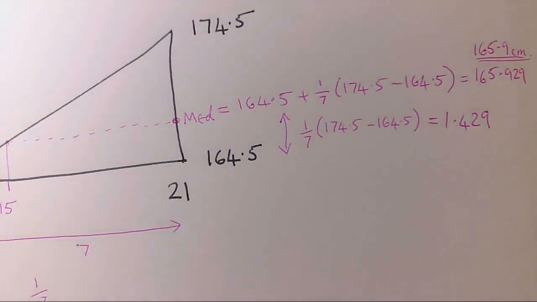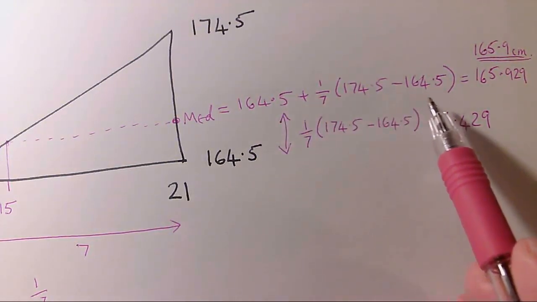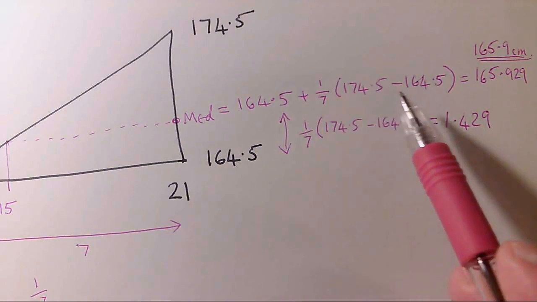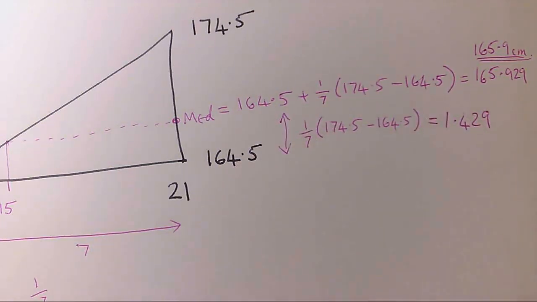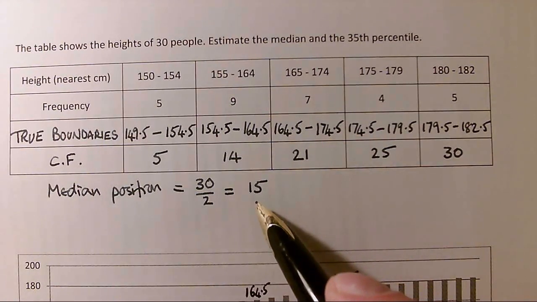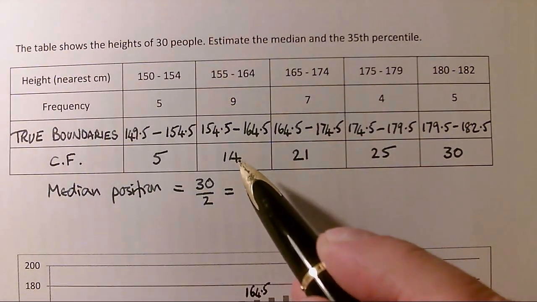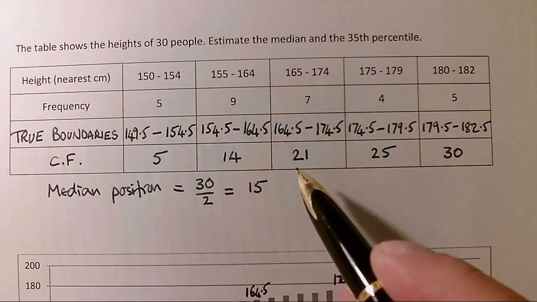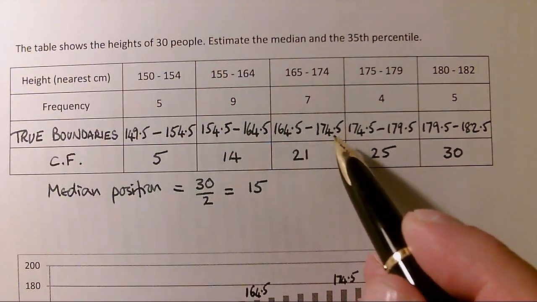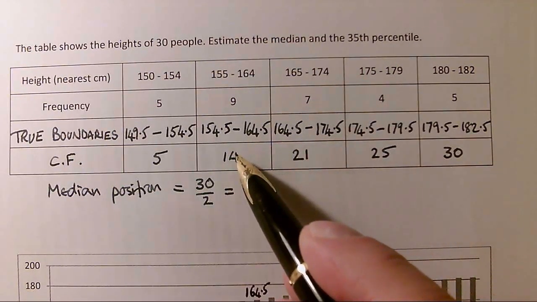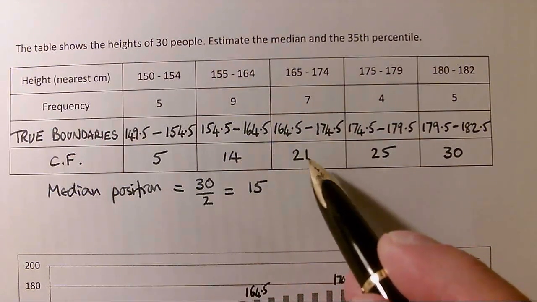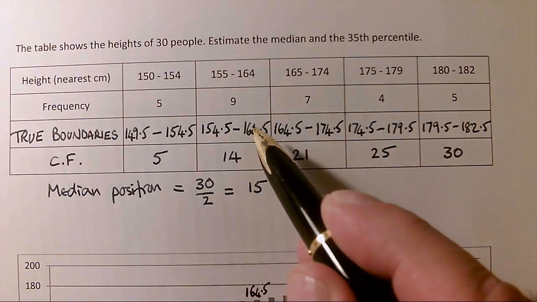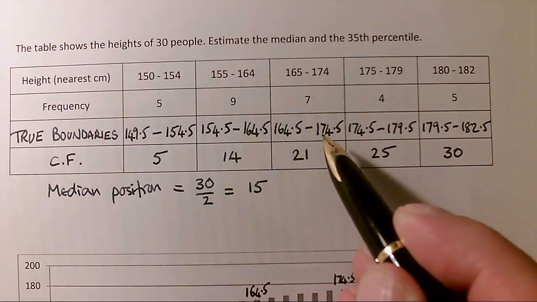Okay, so what we need to do is look at this expression here and think, how could we write this expression down? How can we think about this without having to actually draw the picture every time? So let's go back to our table. We know the median position is 15. We know that by the time I reach the 14th position, I've reached a height of 164.5. And by the time I get to 174.5, I'm way past the 15th. So somewhere between the 14th and the 21st person, I'll find the 15th. So I need a height between 164.5 and 174.5.